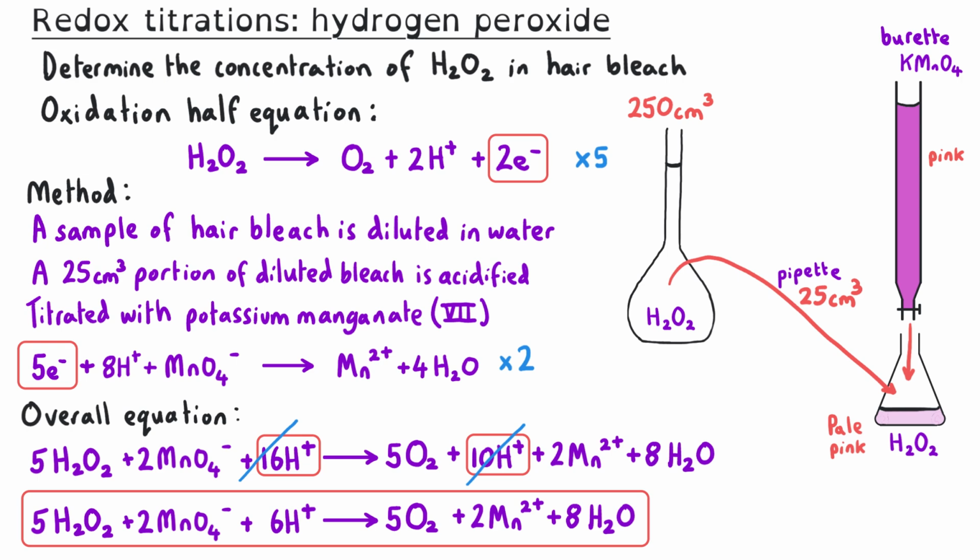Then we'd work out the mean titer volume of manganate 7, multiply it by its known concentration using moles equals concentration multiplied by volume to work out the moles of manganate 7 added from the burette. Then we'd use the mole ratio from the redox equation of 2 to 5. We'd multiply that number by 2.5 to get the moles of hydrogen peroxide present in our conical flask, and then we would multiply that by 10 to work out the moles of hydrogen peroxide present in our volumetric flask in our diluted bleach solution. And we'd follow that up with some analysis that would vary slightly depending on the goal of the question.